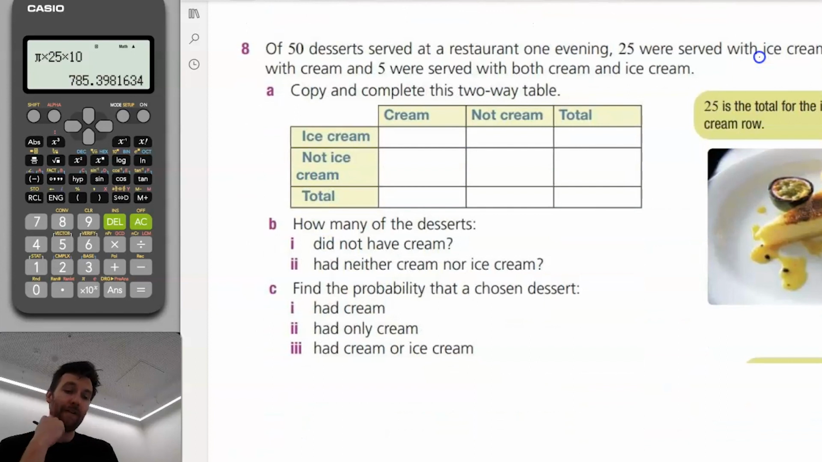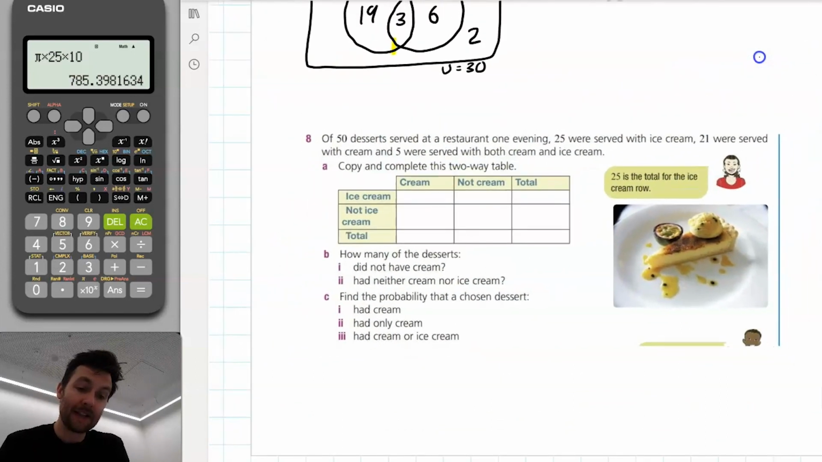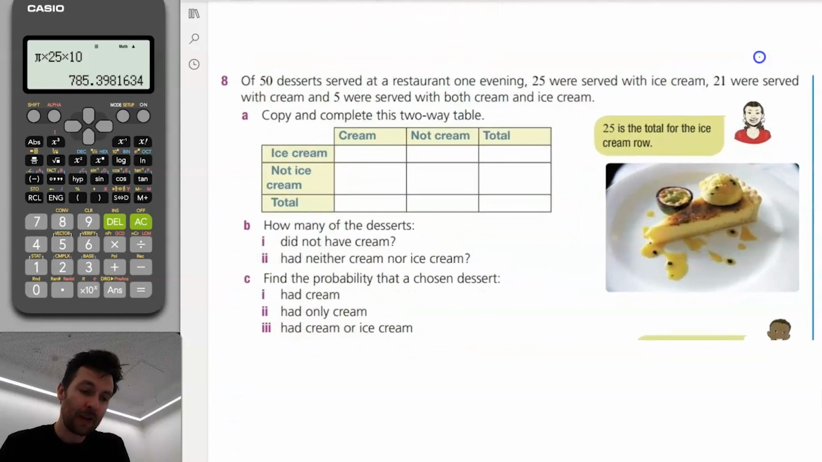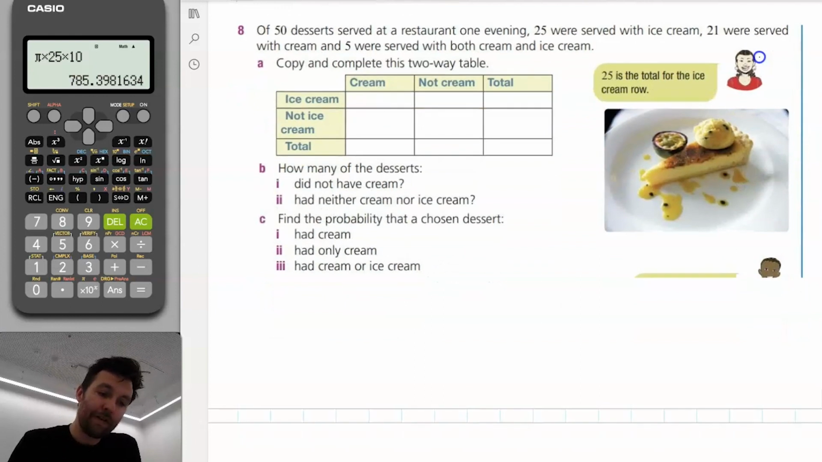Okay, now out of 50 desserts served at a restaurant one evening, this is a two-way table question. So we can do something pretty similar for this one. We've got 50 desserts, so everything is going to add up to 50. 25 was served with ice cream, so the total of the ice cream row is going to have to add up to 25. Similarly, 21 was served with cream, so that's going to have to add up to 21, and 5 was served with both.